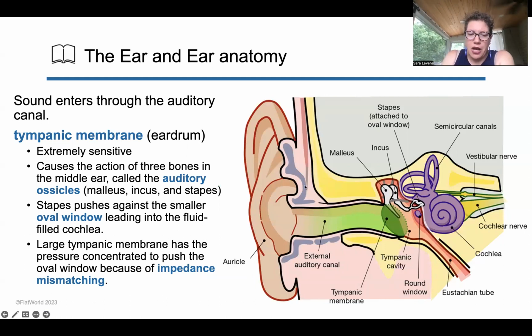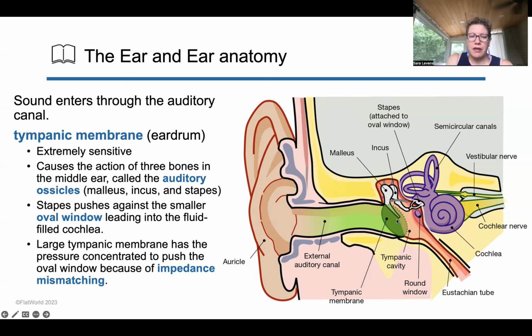Well, the sound enters the auditory canal right here, and when it travels down, it hits the tympanic membrane. This is your eardrum, and this is what can get infected. You can see why when you have an ear infection, it can be really quite painful. So the tympanic membrane is extremely sensitive.